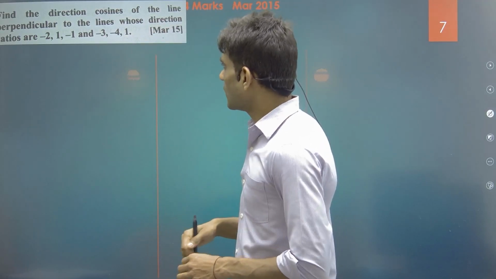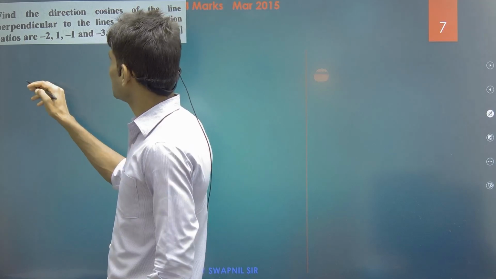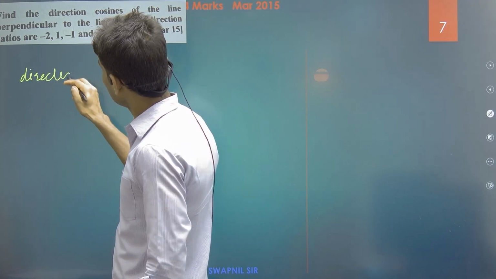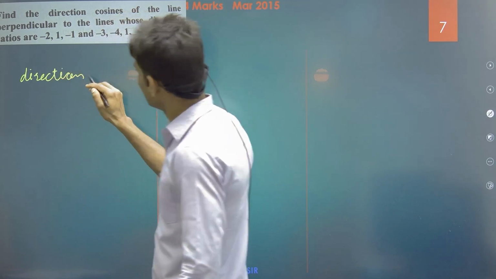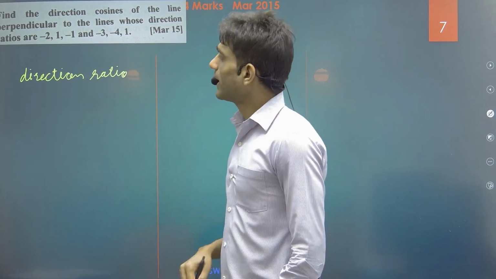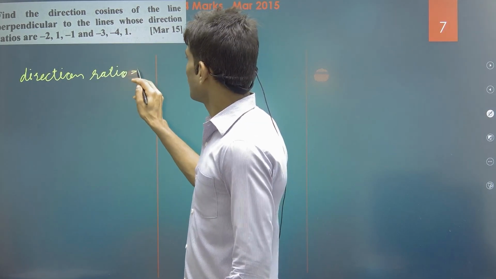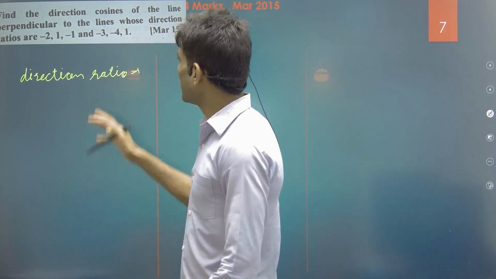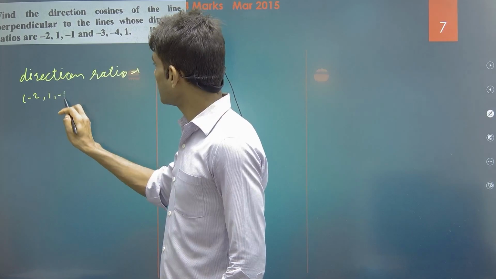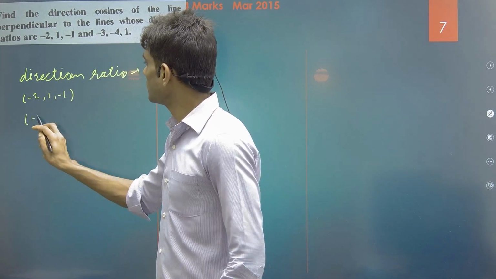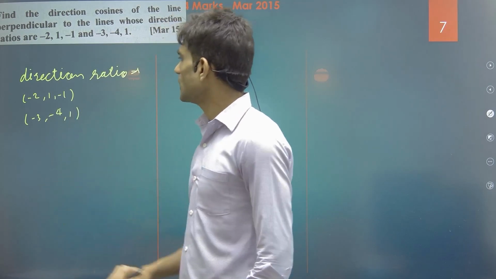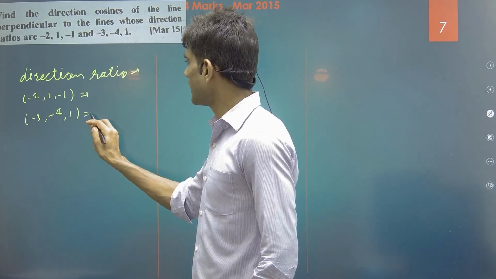Let's find the direction ratios for the perpendicular line using the vertices: the first vertex is minus 2, 1 and minus 1, and the second vertex is minus 3, minus 4 and 1. These two are the vertices we have here, first and second.